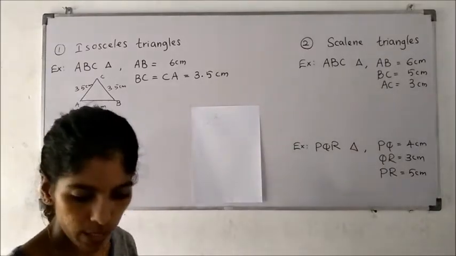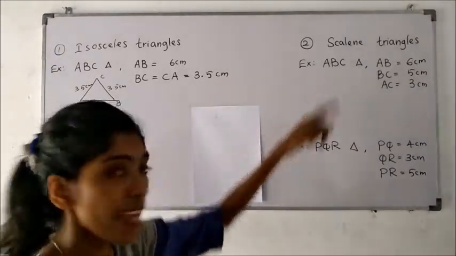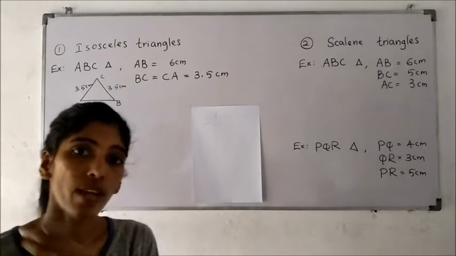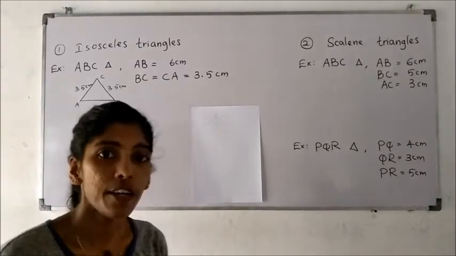Next, our example is a scalene triangle. In a scalene triangle, all the three sides are different.